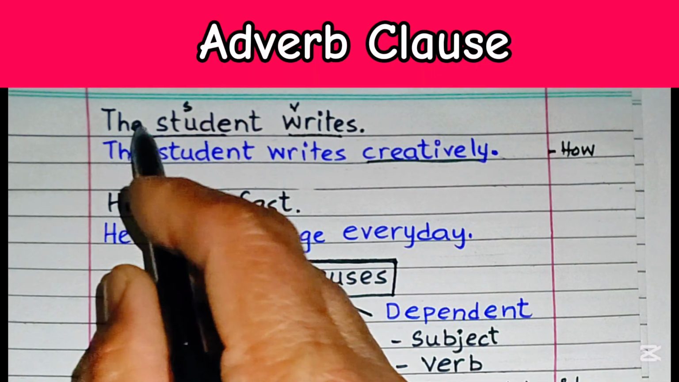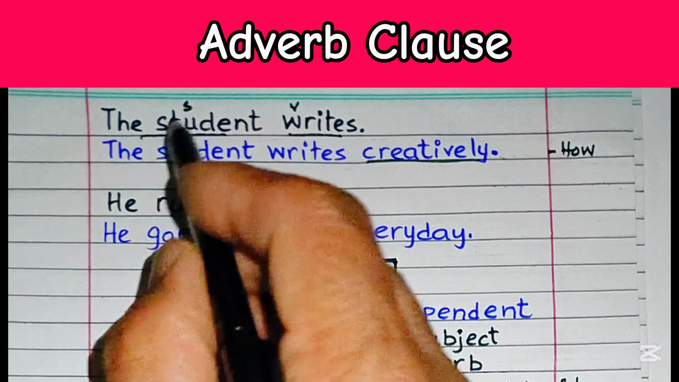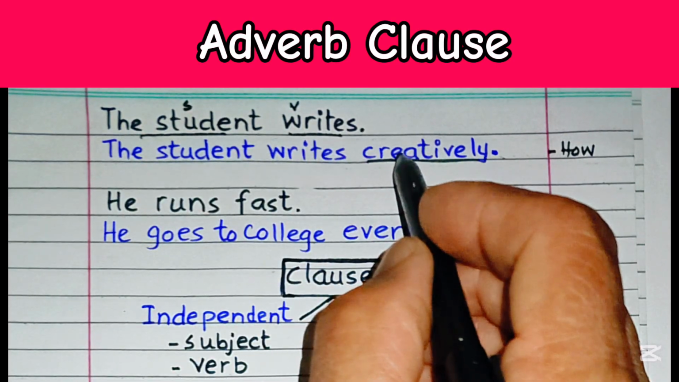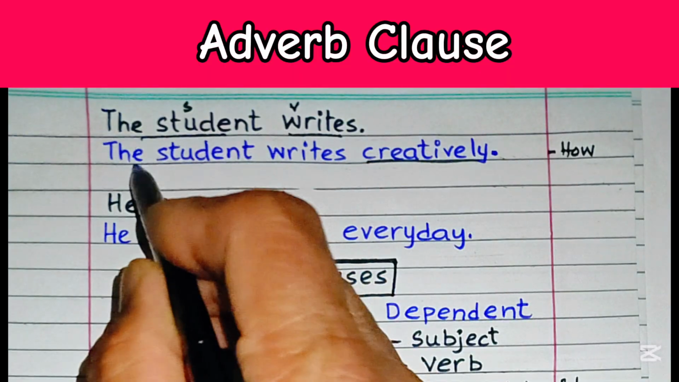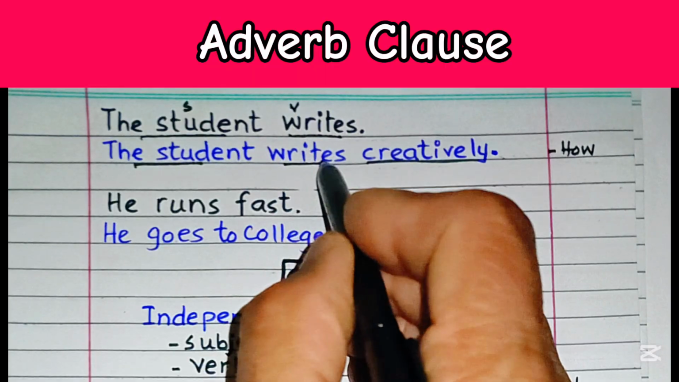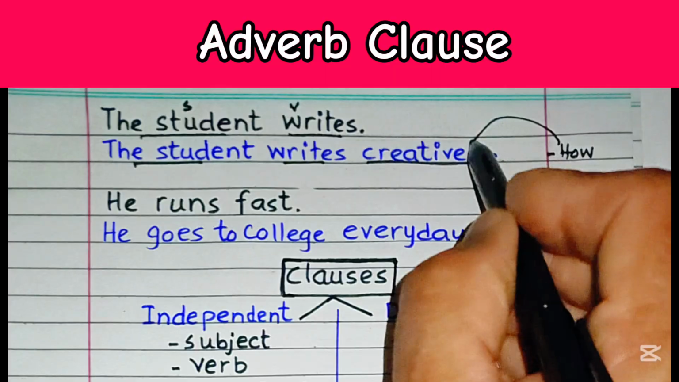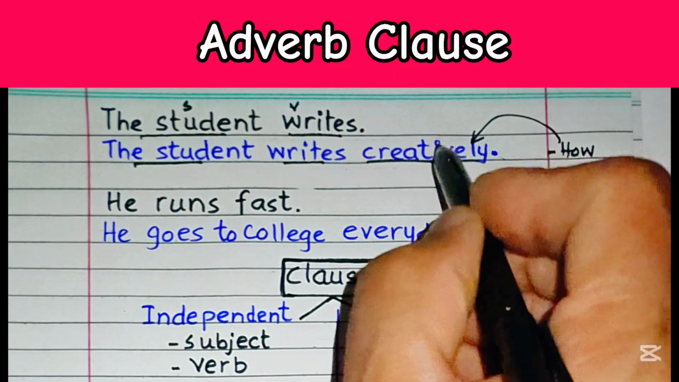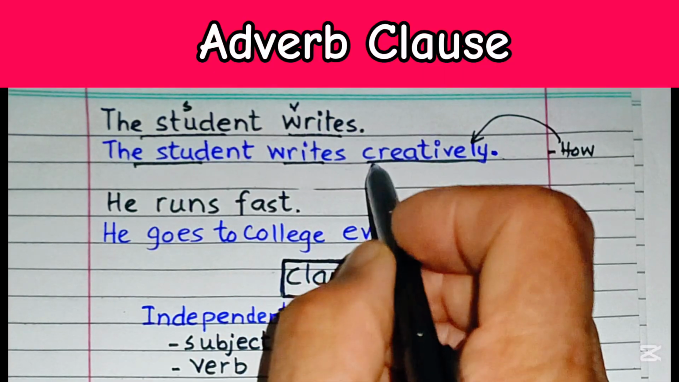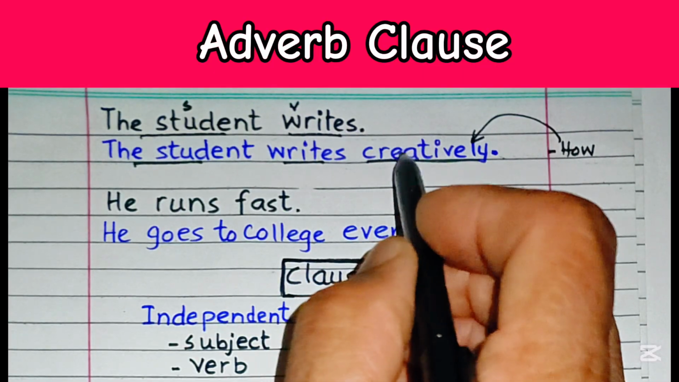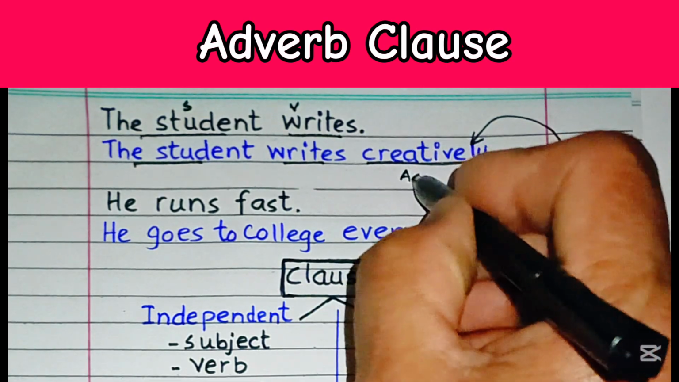So previously it was unknown, the student writes. Now we know how the student writes. The student writes creatively. Again, this is the subject, this is the action in the form of a verb, and this is the question how, and the answer to that how is creatively. The student writes creatively. So creatively is an adverb.